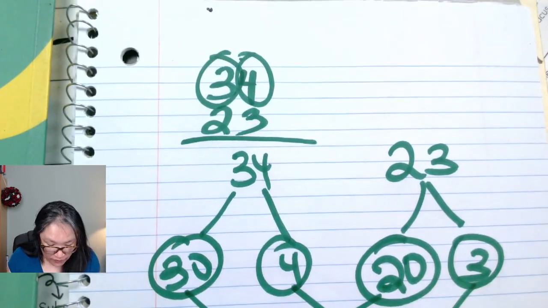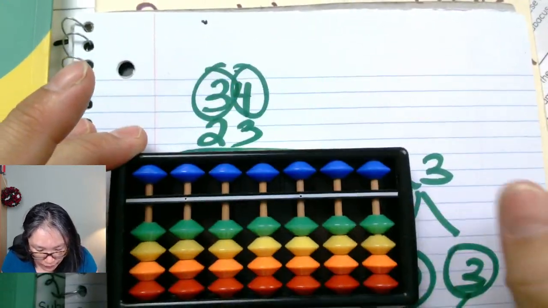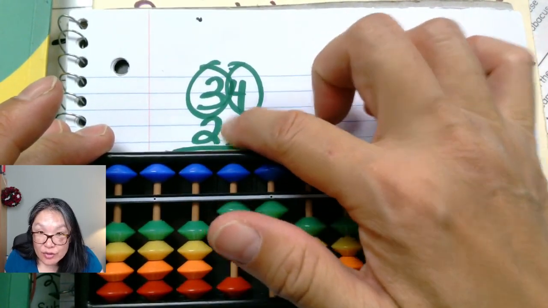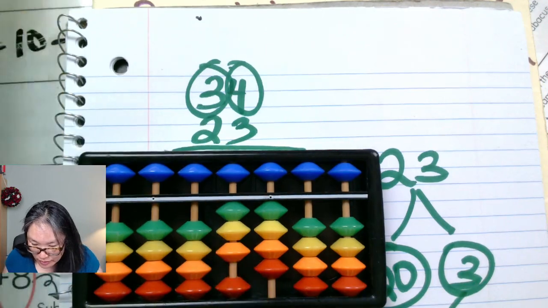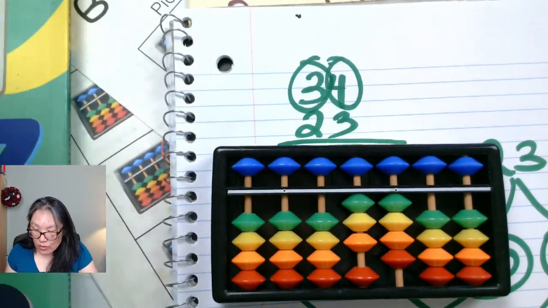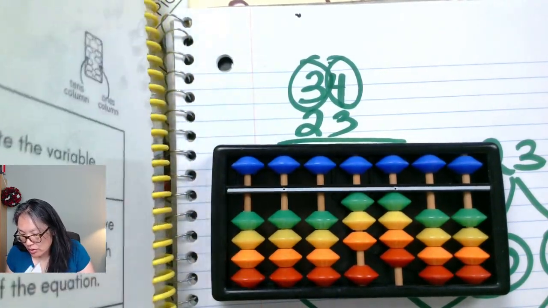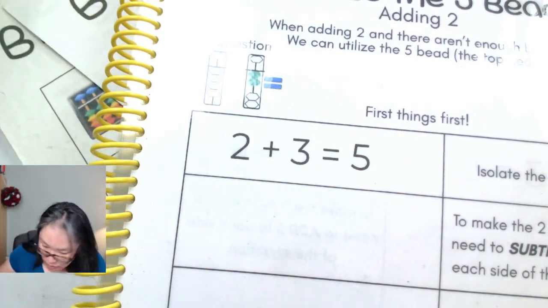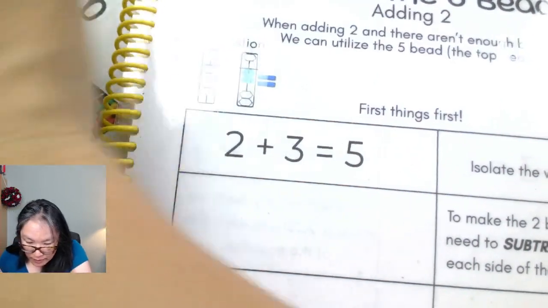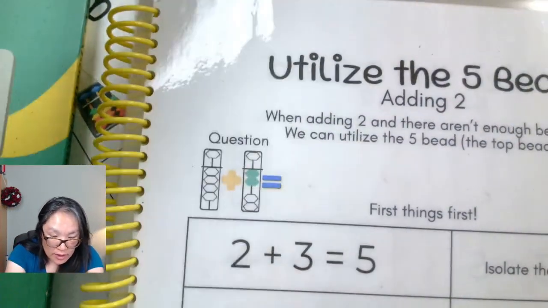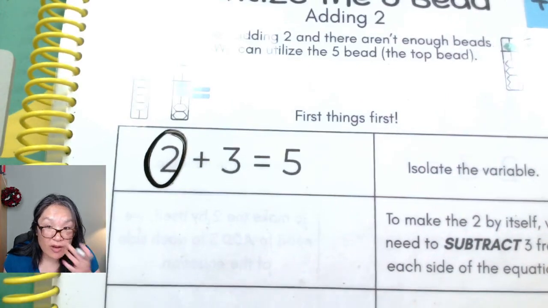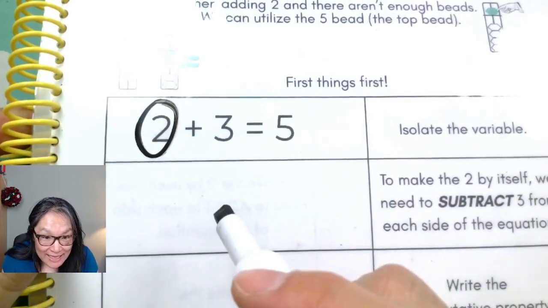That's fine. Or we could do abacus, which is 34, and then we add the 2, we add the 3. How do we know how to add the 2? Well, remember we talked about needing to isolate the variable. We're teaching children how to make a 5. We're going to isolate this variable. Right now we're doing a little bit of algebra.